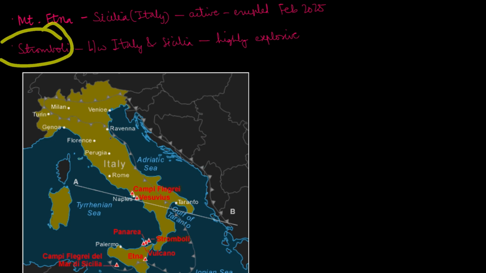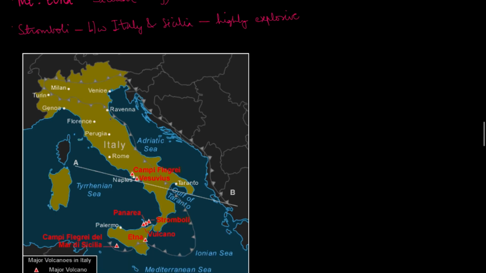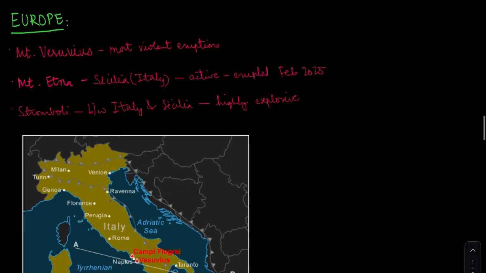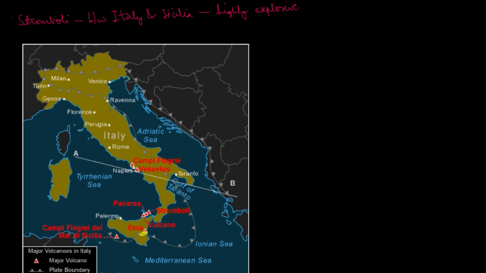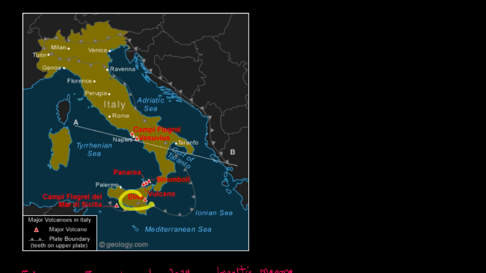Then Stromboli. It is between Italy and Sicily. It is also highly explosive. So Stromboli is over here between Italy and Sicily. This is Stromboli. There are other volcanoes as well, which are Campi Flegrei, Panarea, Campi Flegrei del Mar di Sicilia, and we've read about Etna, Stromboli, and Vesuvius.